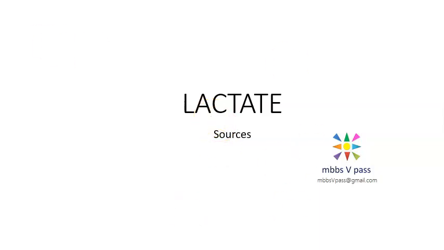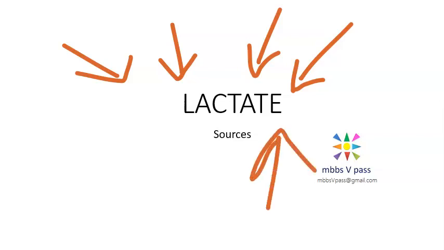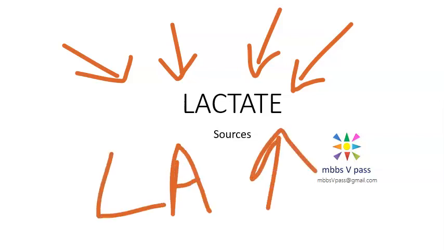Hello people, in this video let us look at the sources of lactate, from where all lactate is coming into your blood. There are so many sources. And what happens if lactate is more? You will have lactic acidosis. So this person will have metabolic acidosis, and this person will have tachypnea, that is fast breathing, etc.